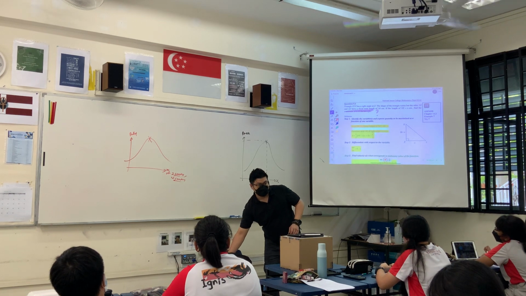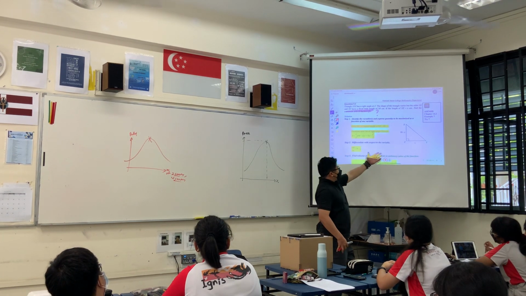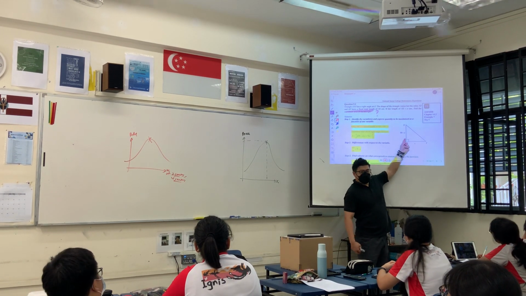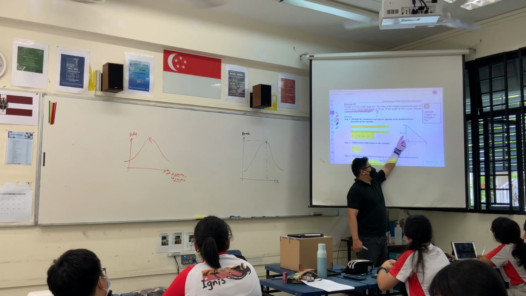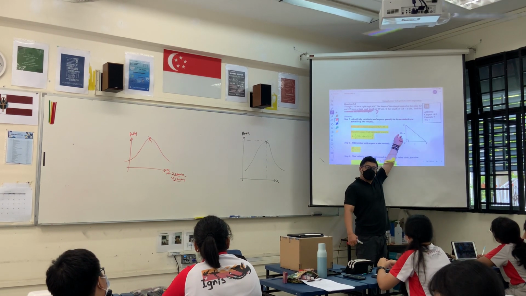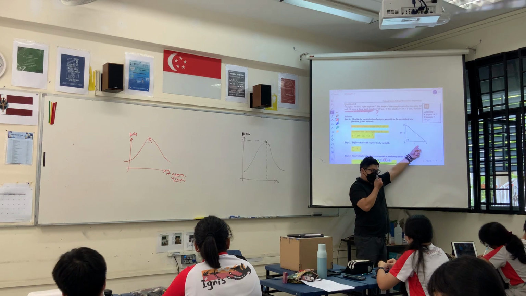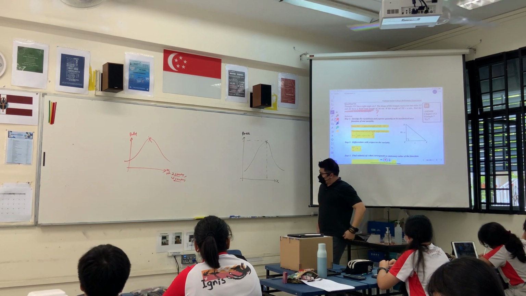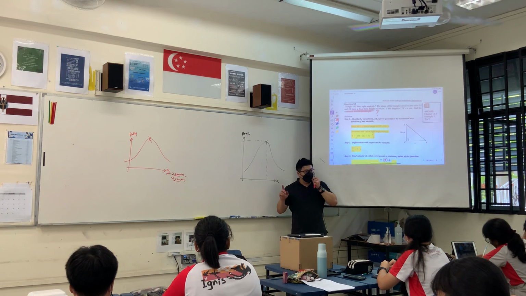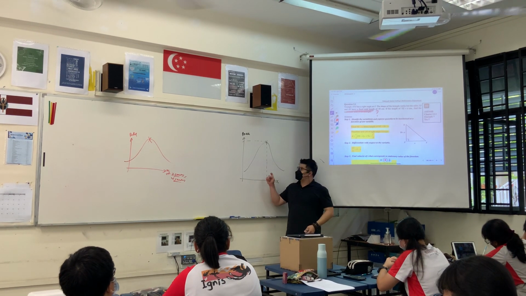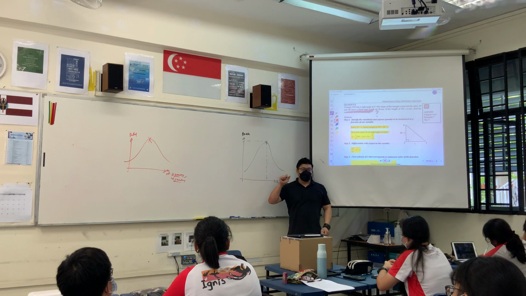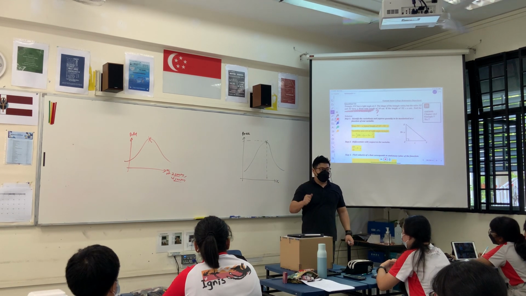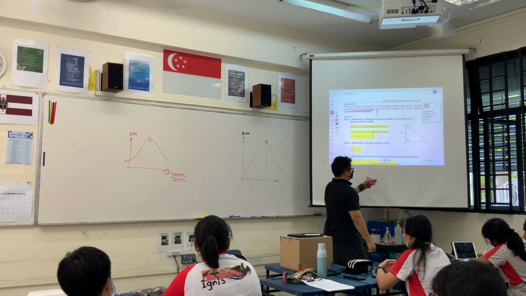For example, if x is 1, this will be 9 and 1. If x is 2, it will be 8 and 2. If x is 3, it will be 7 and 3. So if your x changes, your area can change. Now I want to know which x value can give me the maximum area.